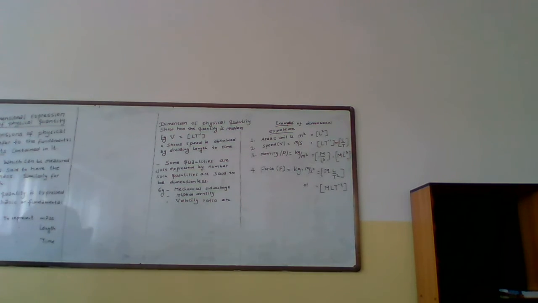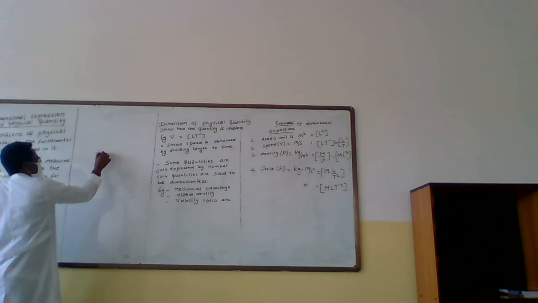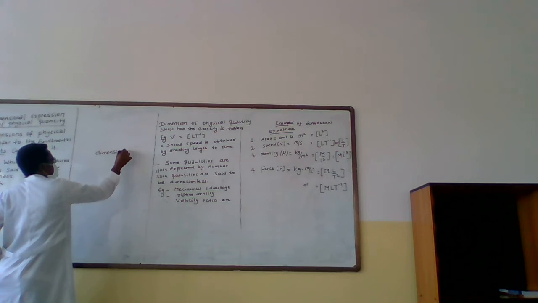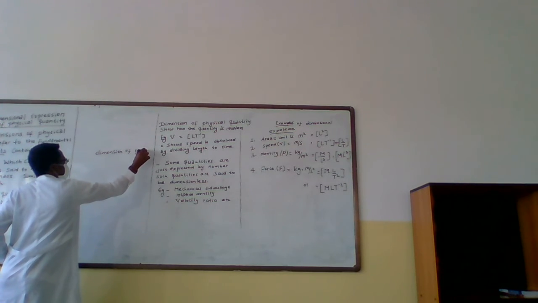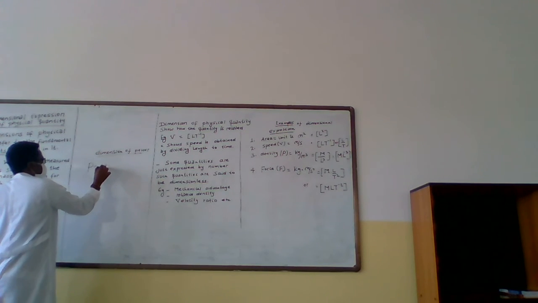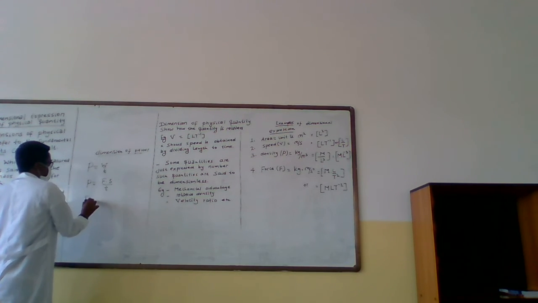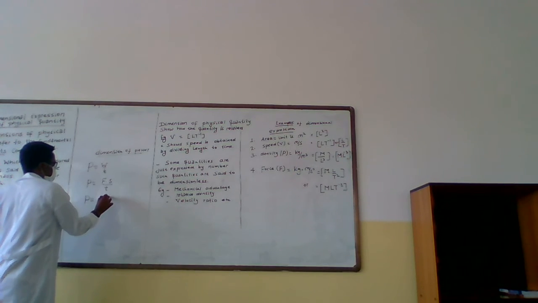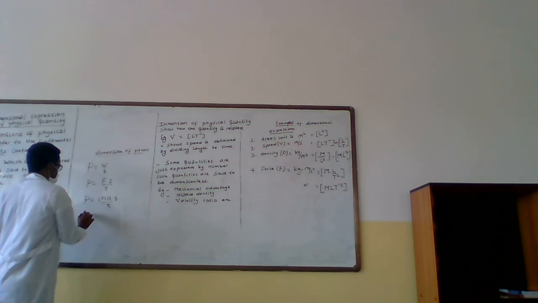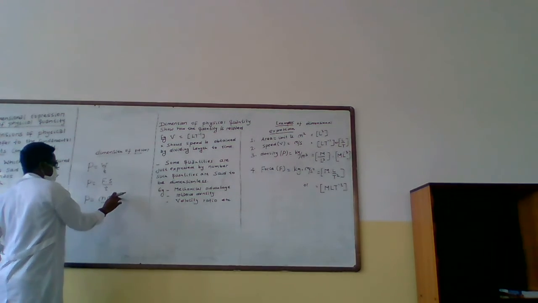Just as a classroom, let's try the dimension of power. Power is equal to work done over time. Work is equal to force times distance. Force is mass times acceleration. So power uses mass, acceleration, distance, and time.